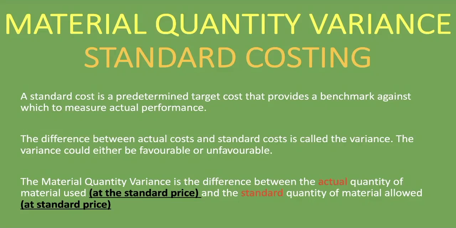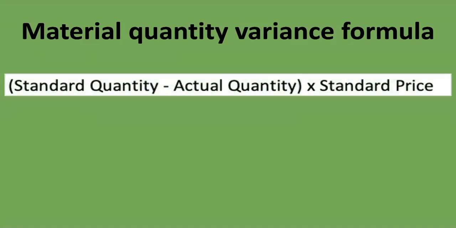So what does the formula for the material quantity variance look like? Well, here it is. It's the standard quantity minus the actual quantity, and you multiply that answer by the standard price. So always remember that you take the standard quantity, you deduct the actual quantity, and then you multiply it by the standard price. Obviously, the way we've ordered this formula means that if your answer comes out as a negative, then you know that it's unfavorable, and if it comes out as a positive, then you know that it's favorable.